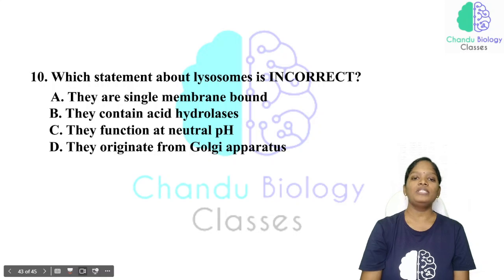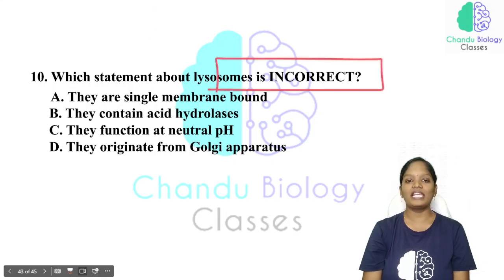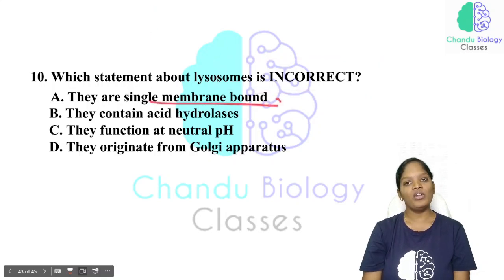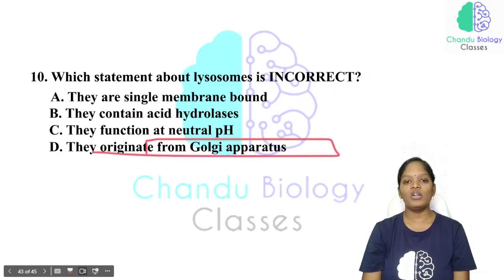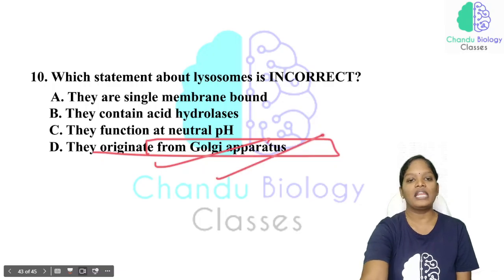Now, which statement about lysosomes is incorrect? They are single membrane bound. Of course, it is a right statement. They contain acid hydrolases. Of course, it is a right statement. They function at neutral pH. No, it is acidic, a low pH. They originate from the Golgi complex. Of course, it is a right statement.